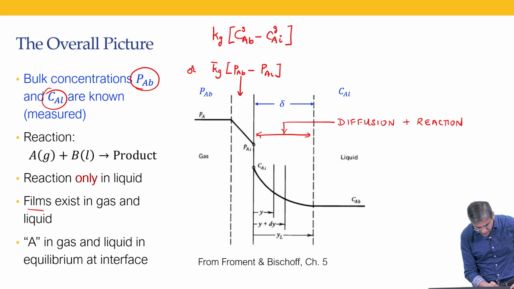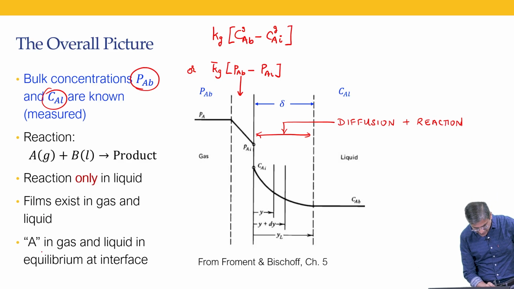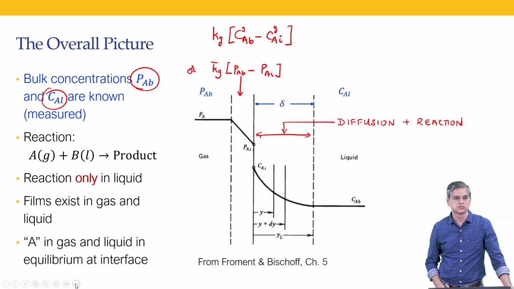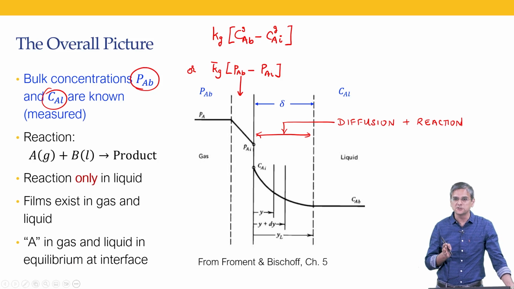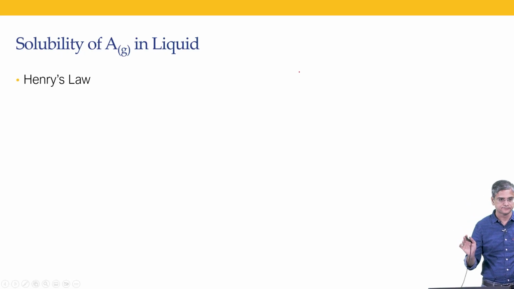Now, the films will exist in both phases, as we have talked about. And A in gas and A in liquid are at equilibrium. We can use Raoult's law or we can use Henry's law. Whichever is appropriate for that system needs to be used. For the most part, we will basically use Henry's law here. So, let us talk about the solubility of A. Any questions so far?